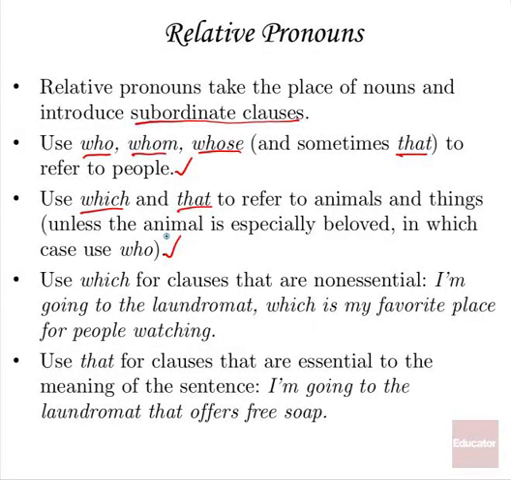So, for example, I'm going to the laundromat, which is my favorite place for people watching. Well, you don't really need this whole clause here to understand the sentence. You could just say, I'm going to the laundromat. Notice this comma right here that always precedes which. You use that with no comma for clauses that are essential to the meaning of the sentence. I'm going to the laundromat that offers free soap. This tells you which laundromat you're going to, so it's essential.